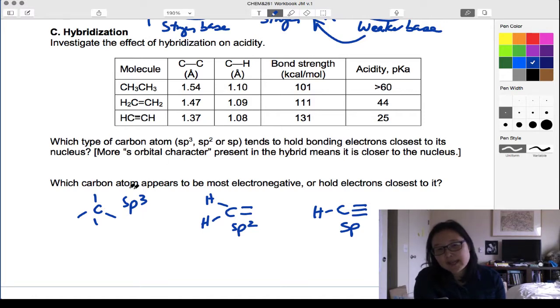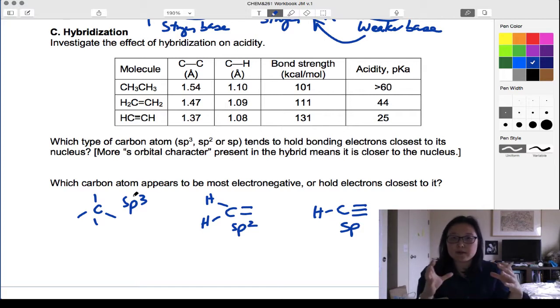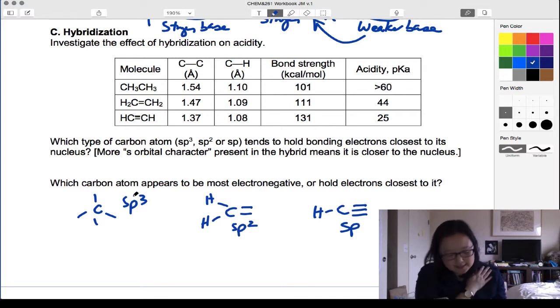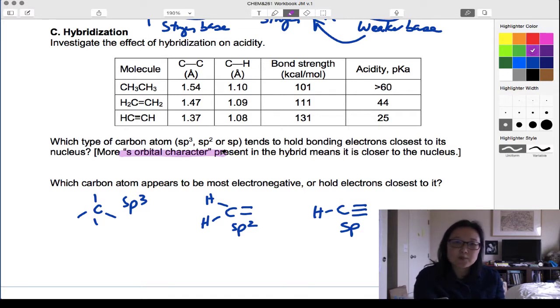One way to do that is to think about the orbitals themselves, these hybrid orbitals. And remember the difference between an s orbital and a p orbital. The s orbitals tend to be closer to the nucleus. So that means we want to think about something called s orbital character. What that means is what percentage of a hybrid orbital is s as opposed to p.